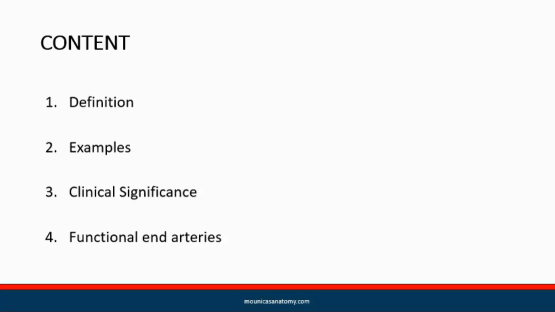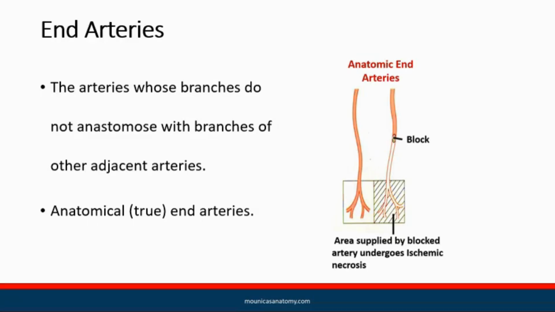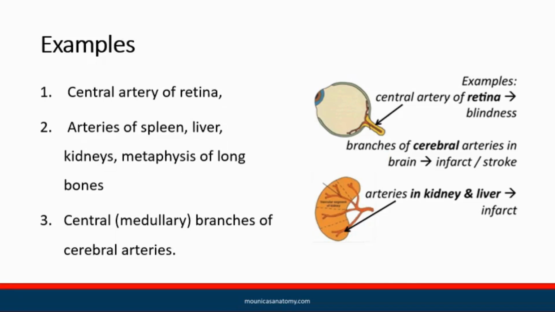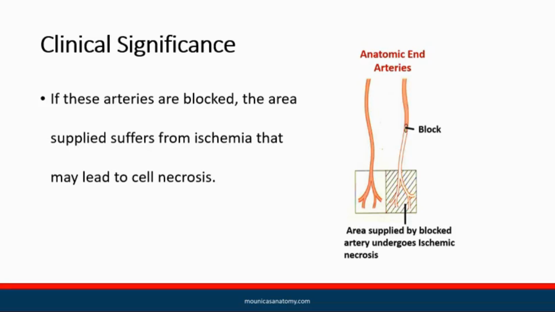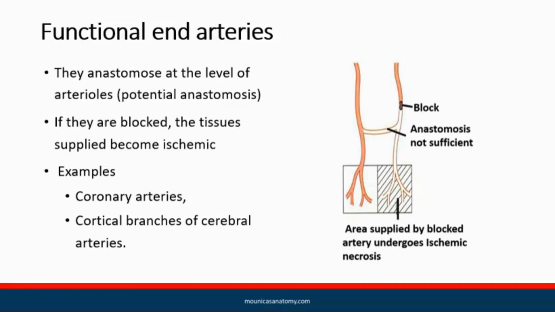End arteries. We'll see definition, examples, clinical significance, and also functional end arteries. End arteries are the arteries whose branches do not anastomose with branches of other adjacent arteries. These are also called anatomical or true end arteries. Examples are central retinal artery, arteries of spleen, liver, kidneys, metaphyses of long bones, and central branches of cerebral arteries. If these arteries are blocked, the area supplied suffers from ischemia and later cell necrosis.